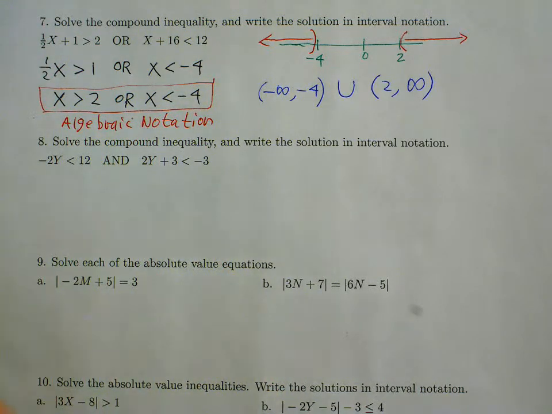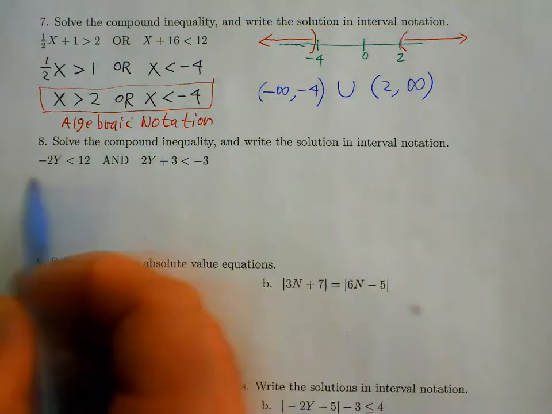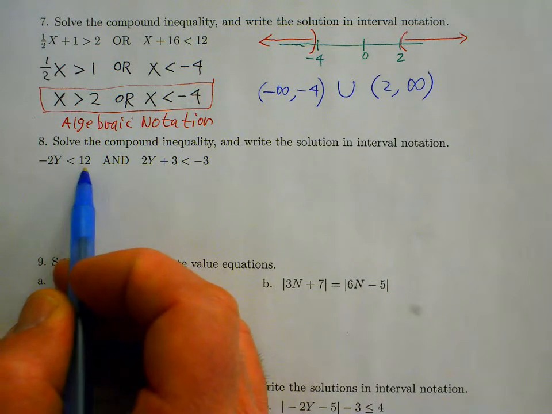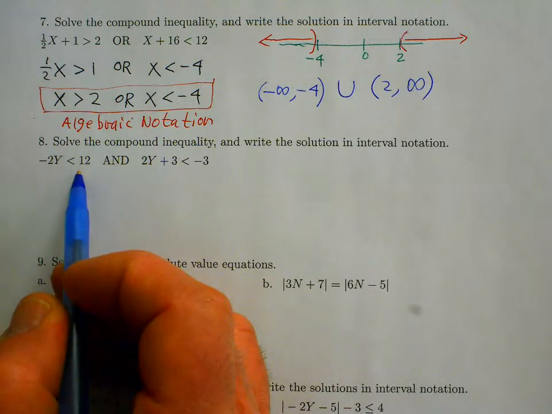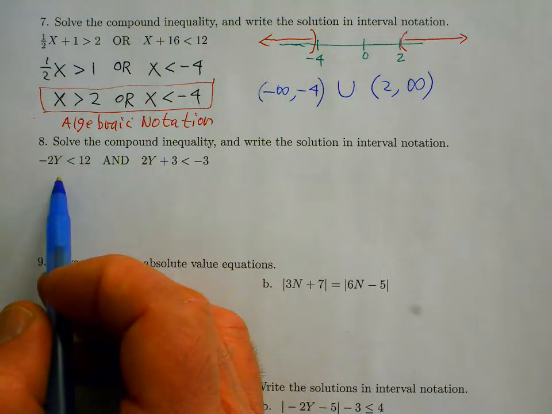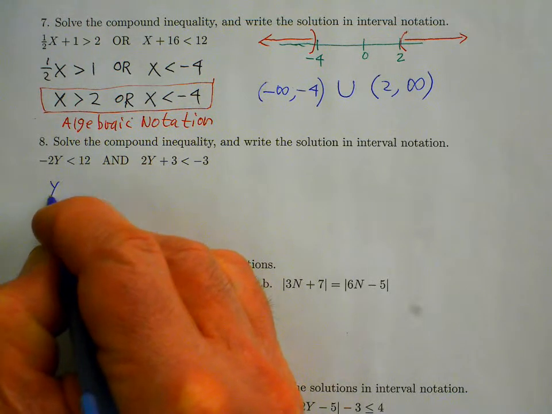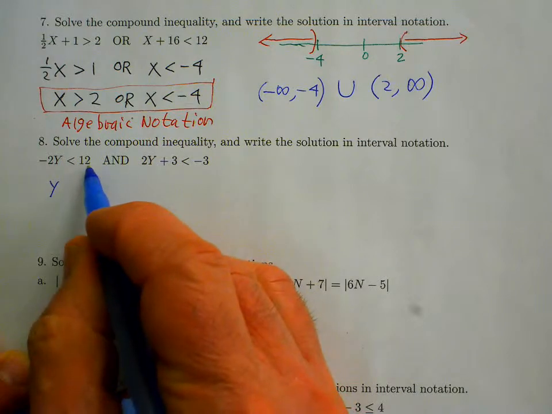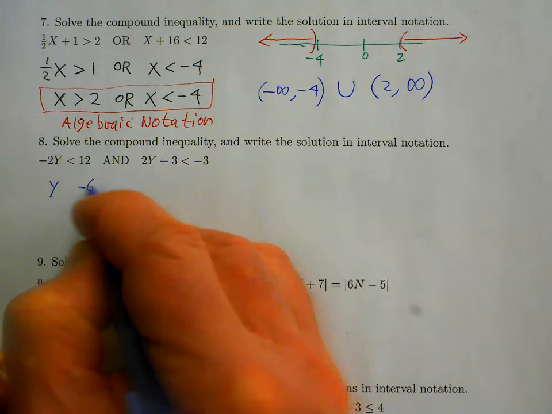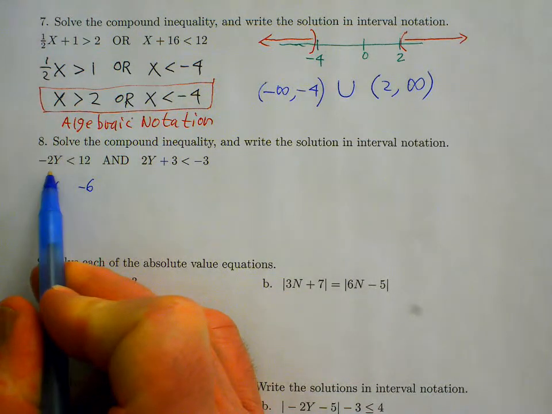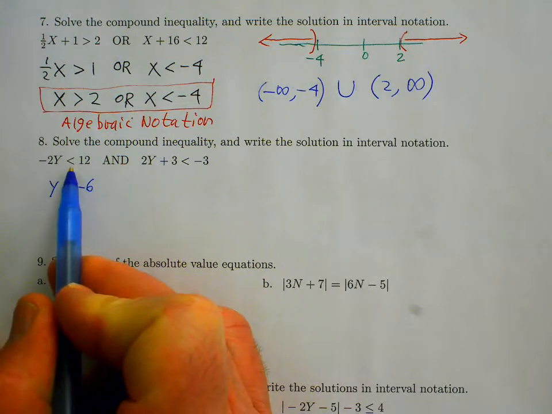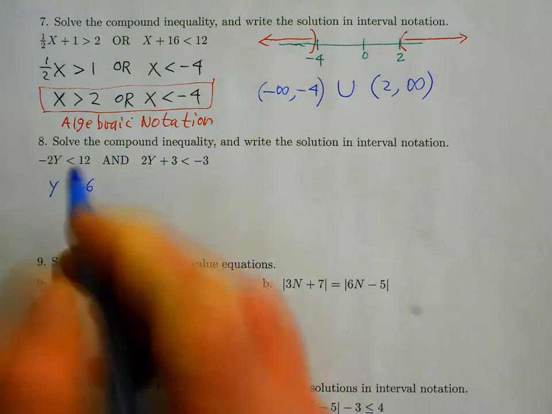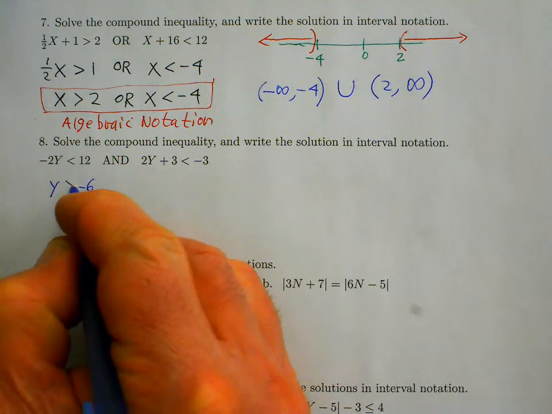Okay, so we'll solve each of these. Negative 2y is less than 12. We're going to divide both sides by negative 2. Negative 2y divided by negative 2 is y. 12 divided by negative 2 is negative 6. But whenever we divide both sides of an inequality by a negative, we have to switch the direction of the inequality. So this is going to switch to greater than.